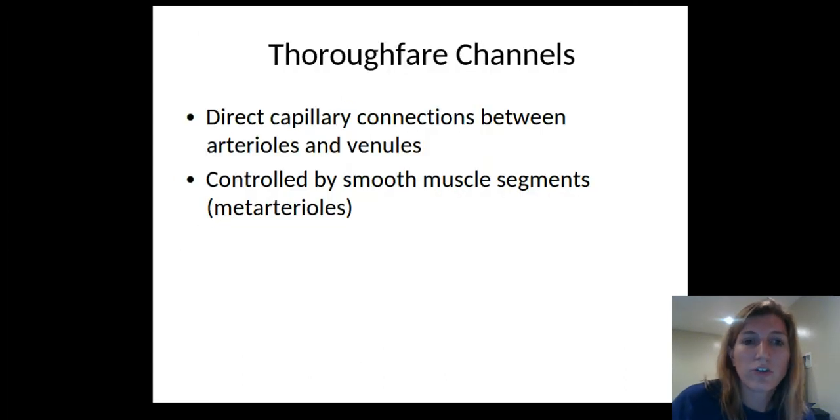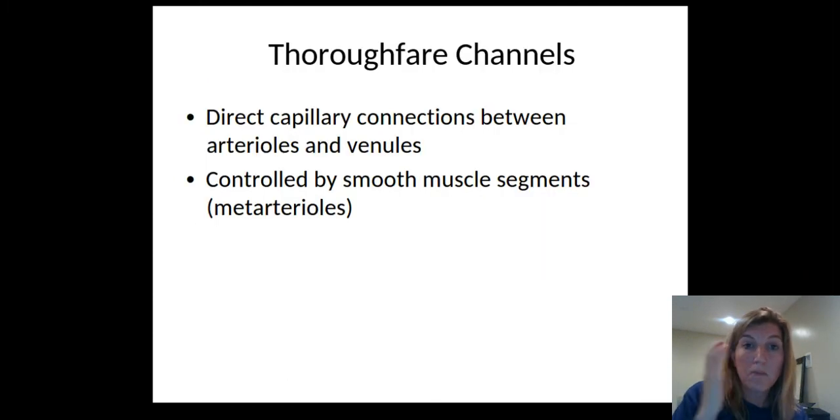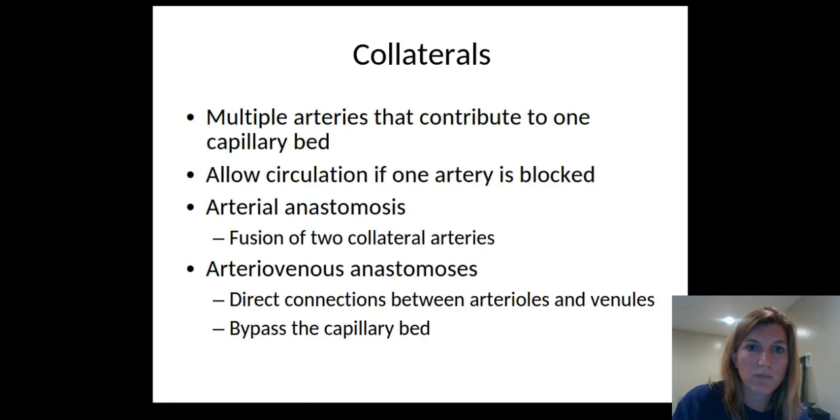So there's also structures called thoroughfare channels, and you can see that on this structure here. A thoroughfare channel is just a straight away through the capillary bed. So that's where the majority of the blood's going to go, through that thoroughfare channel. And again, it's just a quick bypass through that capillary bed, keeping the blood moving. It's controlled by these little metarterioles or smooth muscle segments. There's also collaterals. Collaterals are going to be offshoots of the capillary bed, allowing for circulation just in case one or two of the arterioles is blocked.